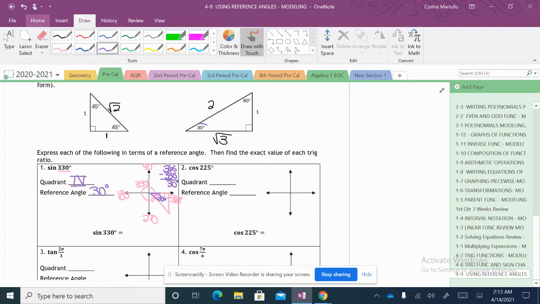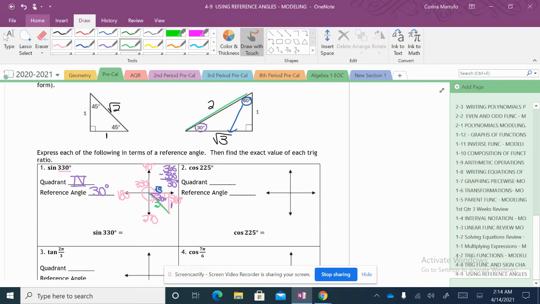If you notice here, this one's our 30-degree angle, so across the 30 is 1, so I'm going to put a 1 here. This is my 60-degree angle, so across the 60 is the square root of 3. And then our hypotenuse is the longest side, which is 2. All right. So now we know that sine is opposite over hypotenuse. Here my hypotenuse is 2, and my opposite is the 1. So sine of 330 degrees is 1/2. You can do that without a calculator.